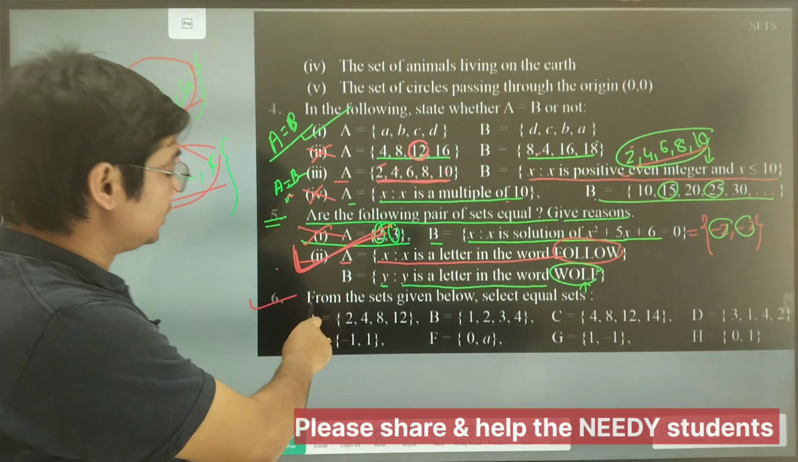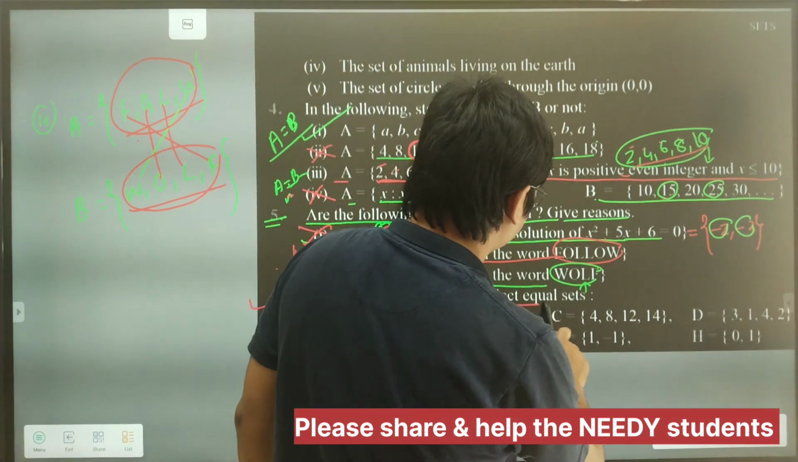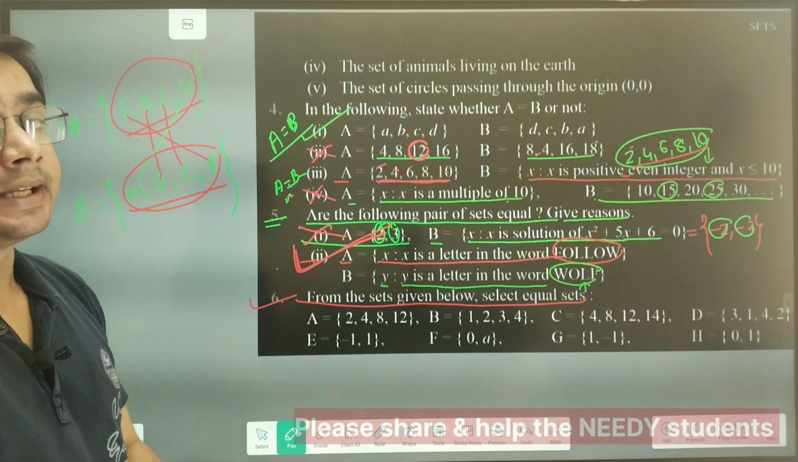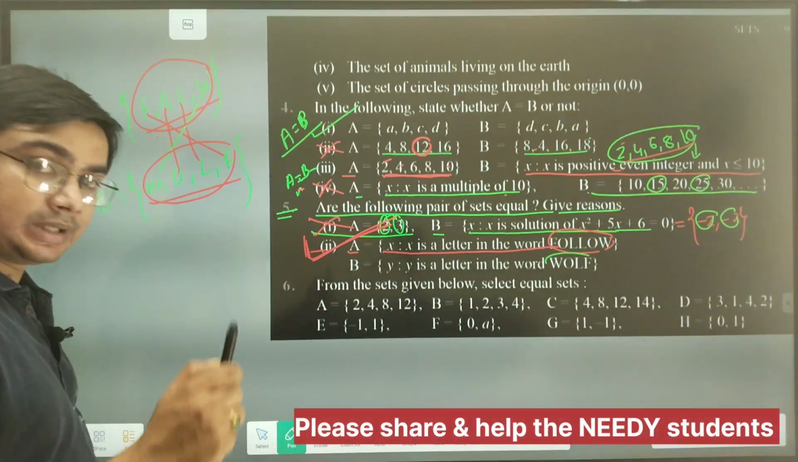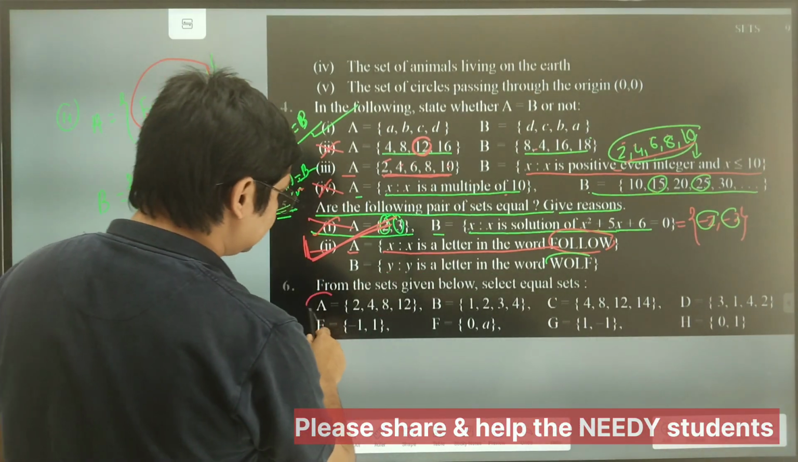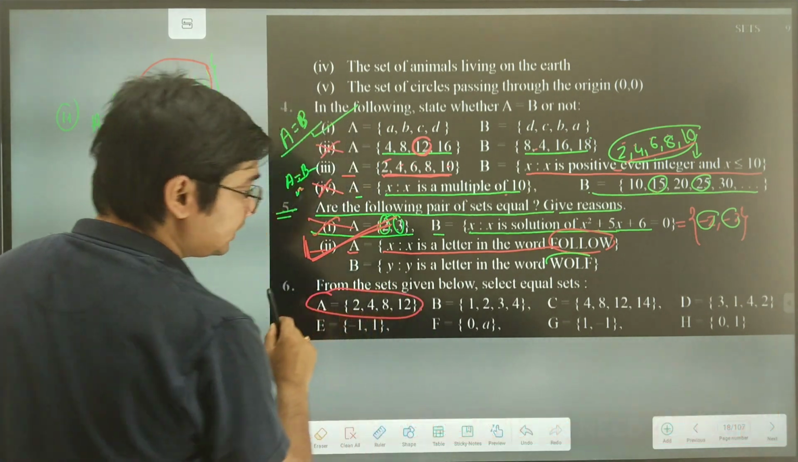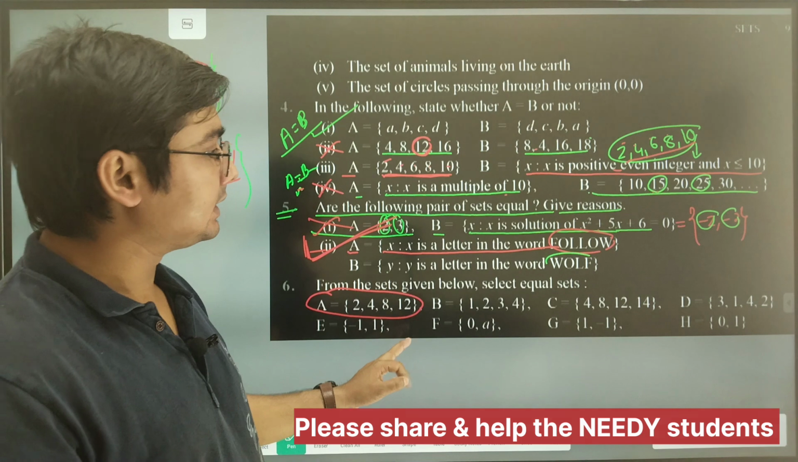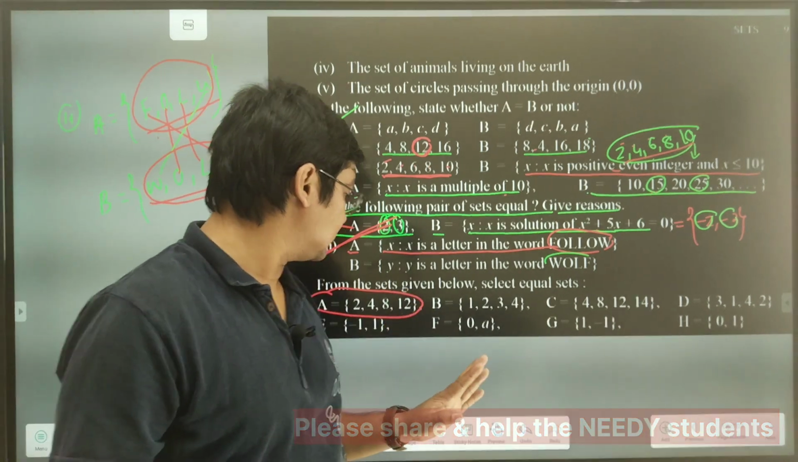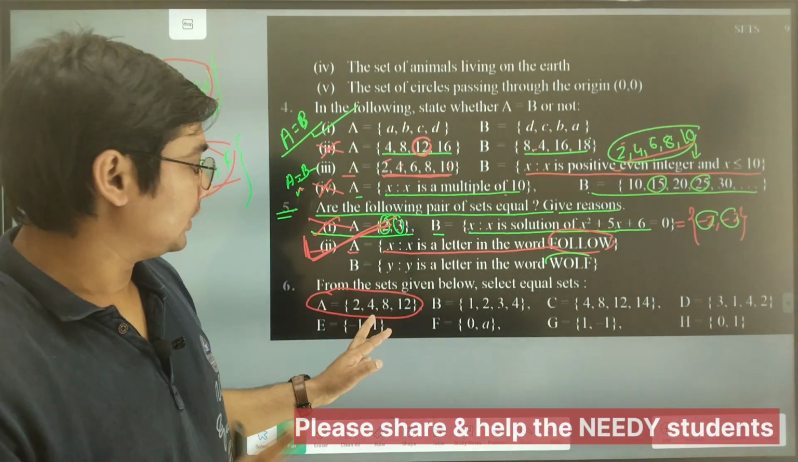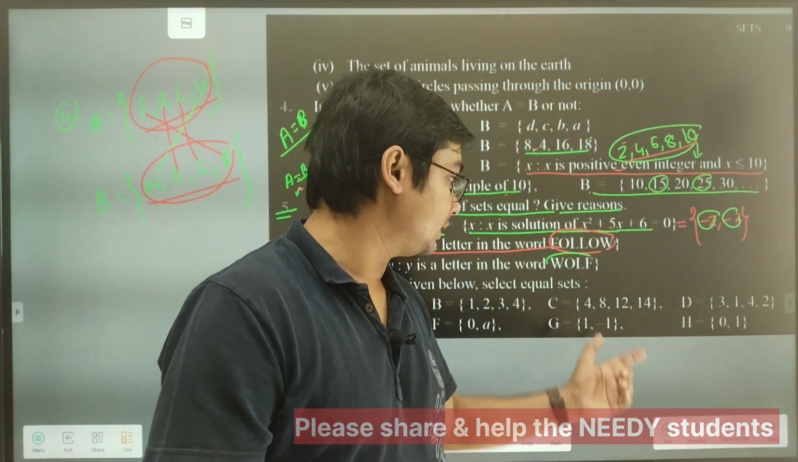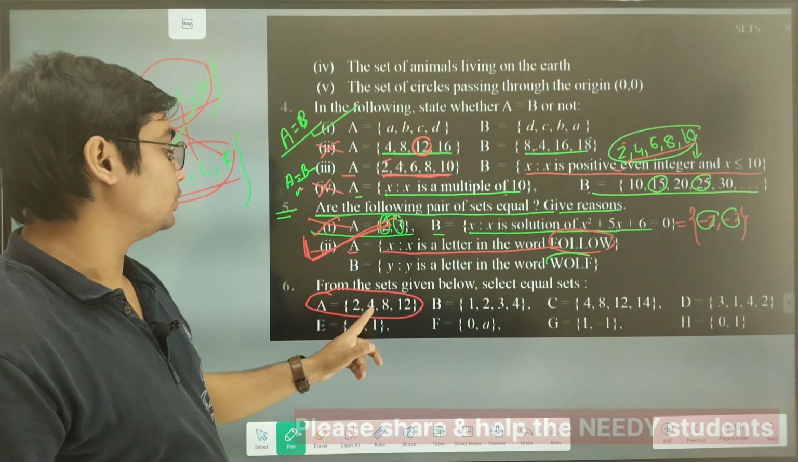Now come to question number 6. From the sets given below, select the equal sets. They provide some sets here, and we need to select the equal sets. So which are equal? Consider A: 2, 4, 8, 12. Is there any set which contains 2, 4, 8, 12? No, there is no such set.